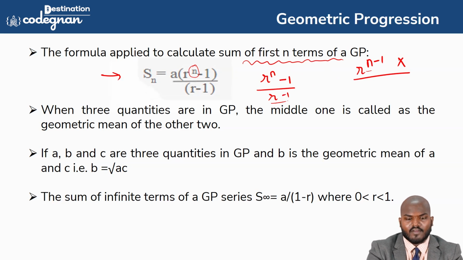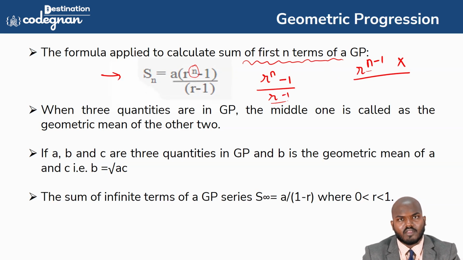The same as there, if we want to find the arithmetic mean, we take the average between the first and last. Here, you want to take the square root to find the value of this one.